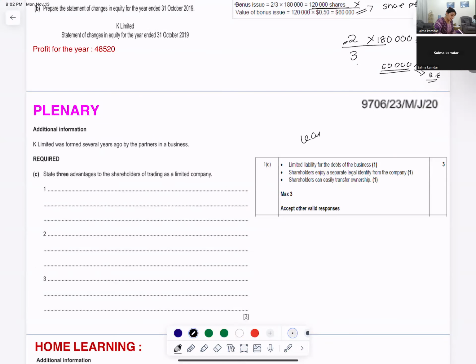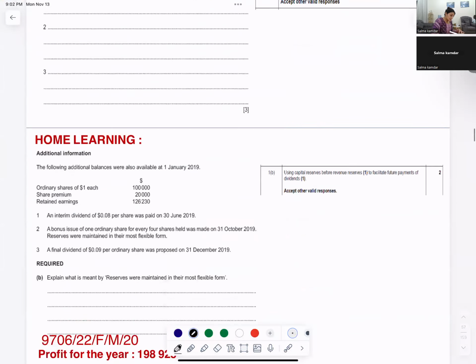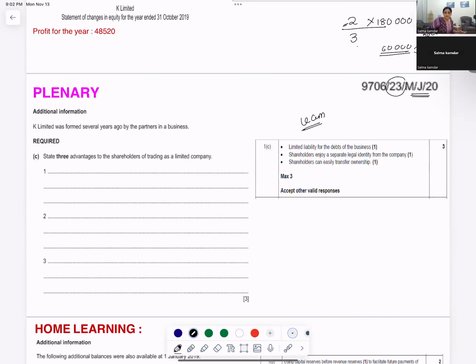You need to learn this and then do it. Okay. So this is basically a question of May June 2020, paper 23.